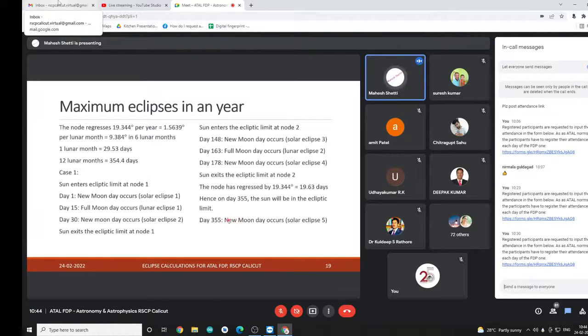That's the maximum possibility. So how many eclipses, solar eclipses? 1, 2, 3, 4, 5 solar eclipses, 2 lunar eclipses are possible. This is one kind of scenario where you can have maximum 7 eclipses with 5 solar, 2 lunar eclipses. There is also another scenario, we'll talk about that now.